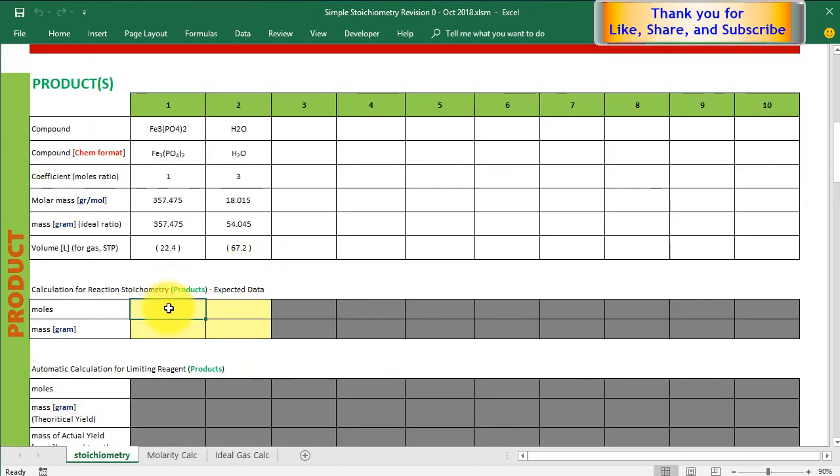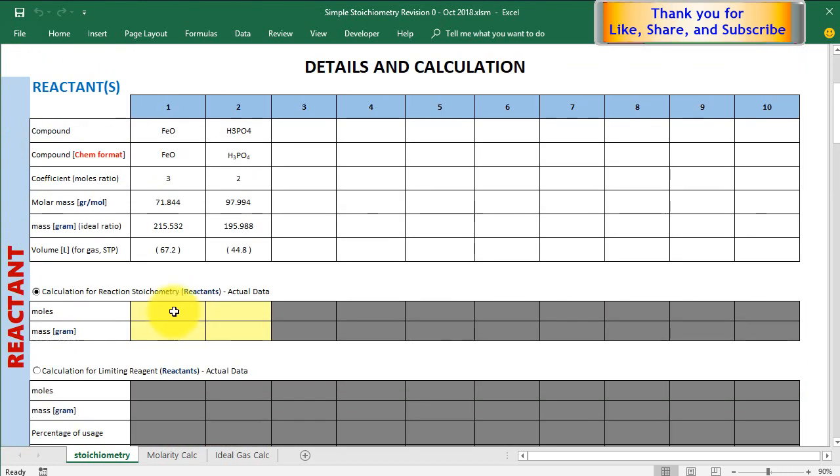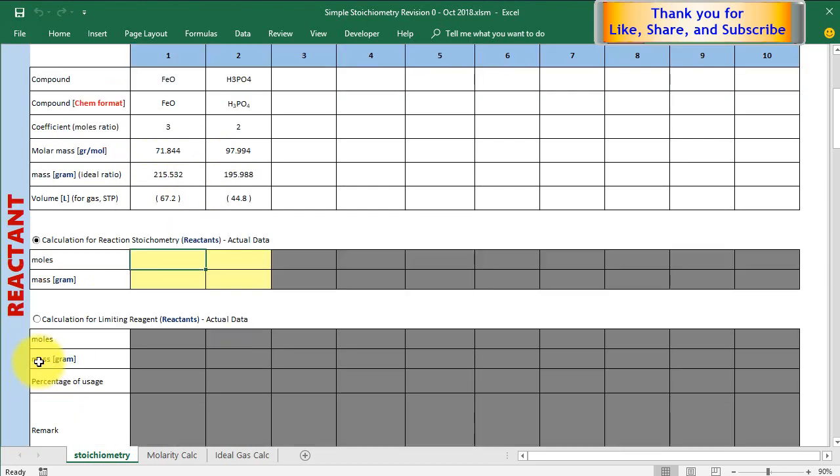It says it is balanced, and this automatically changes from the gray box to the yellow box. Yellow box means we can input manually. This is for the product expected data, and this is for the reactants. We can see here there's a radio button. We can choose either calculation for reaction stoichiometry, which I think is for the ideal ratio, coefficient, moles ratio, and this is for calculation for limiting reagent.